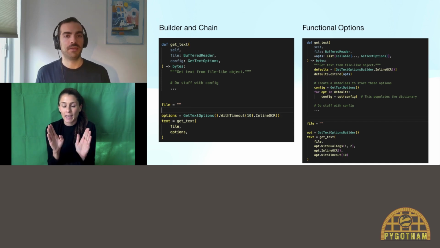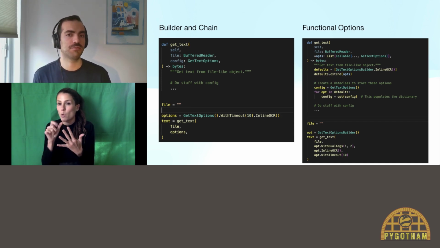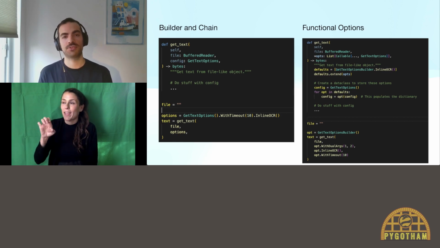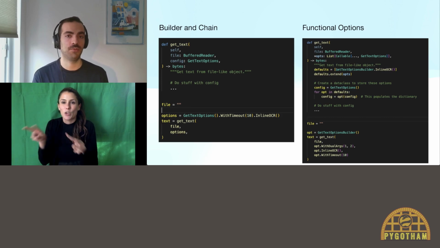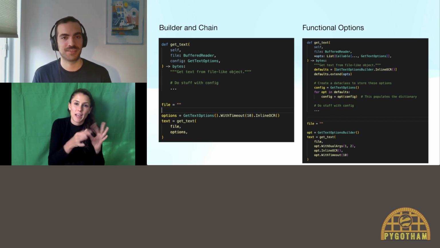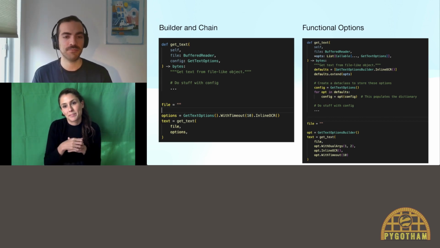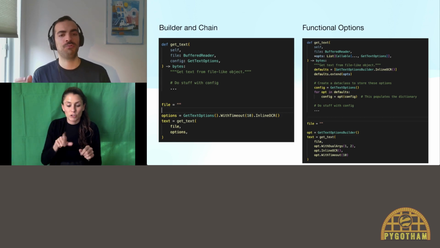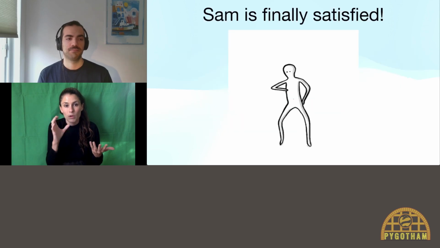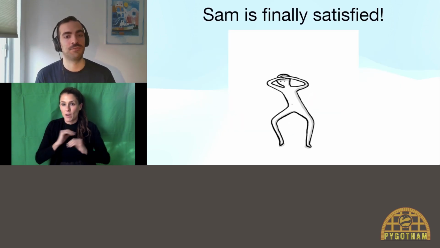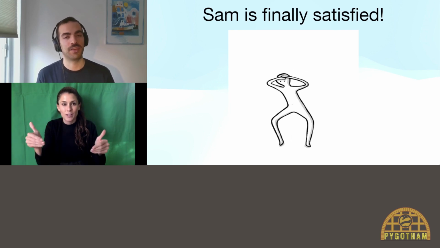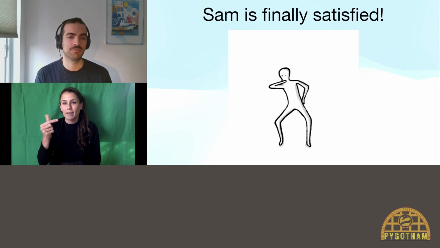So generally speaking, I would say that functional options don't really have a place in Python, unless you're really looking for that edge case where you want lazy evaluation of these options. I think builder and chain is more than enough to satisfy most needs. Now that we're here, why can't we just use a builder and chain in Golang? So Sam is finally satisfied with this solution, and we can finally move on to looking at the Golang implementation.